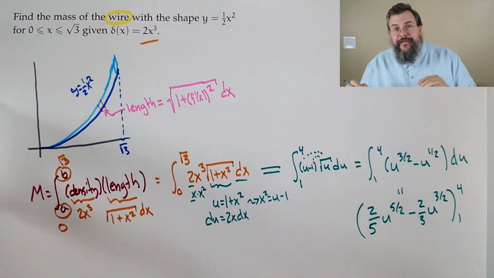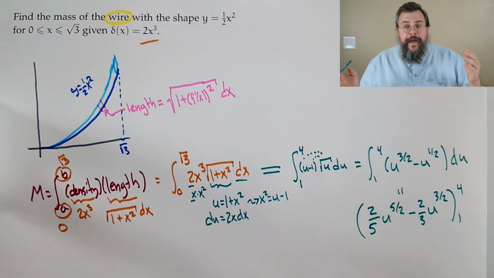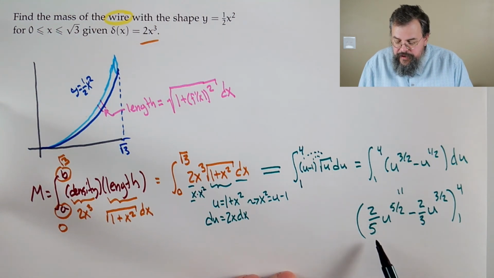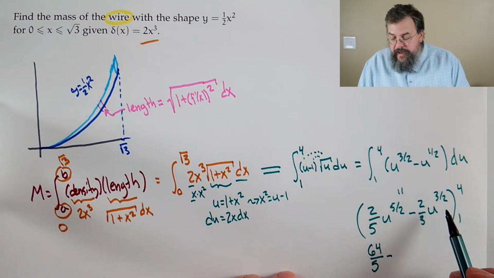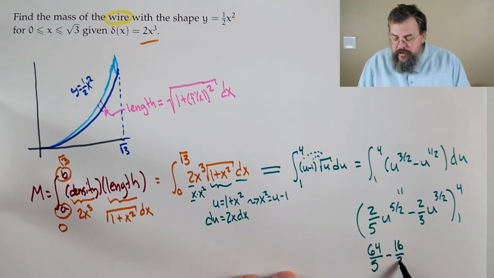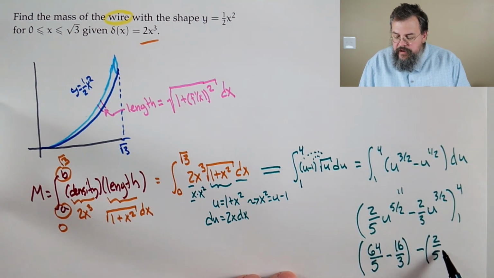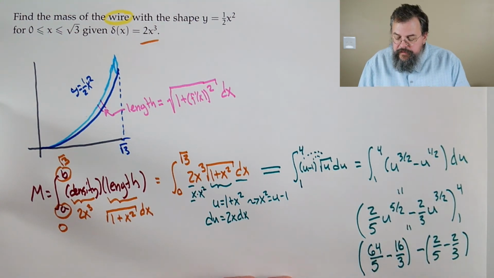Okay, 4 to the 5/2. Now, of course, if you know 4 to the 5th is 1024, and the square root of 1024 is 32, that's great. But probably it's easier for you to say, hey, the square root of 4 is 2, and then take that to the 5th power: 2, 4, 8, 16, 32. So you have 32 times 2 makes 64 fifths. Subtract 4 to the 3/2, square root of 4 is 2, 2 cubed is 8, times 2, 16 thirds. Now when you plug in 1, super easy. It's just the coefficients, 2/5 and 2/3. All right, so that's going to be what we get when we evaluate.